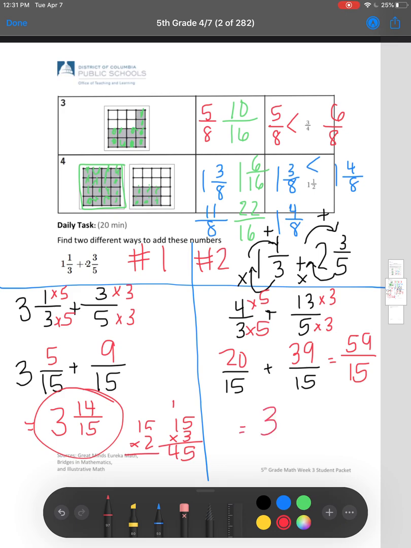So 3 is going to be my whole number. And 3 times 15 is 45. So I'm going to ask myself, okay, how much more do I need to get from 45 to 59? I'm going to need 14 more. And my denominator stays the same, which is 15. So once again, I was able to get 3 and 14/15. Okay?